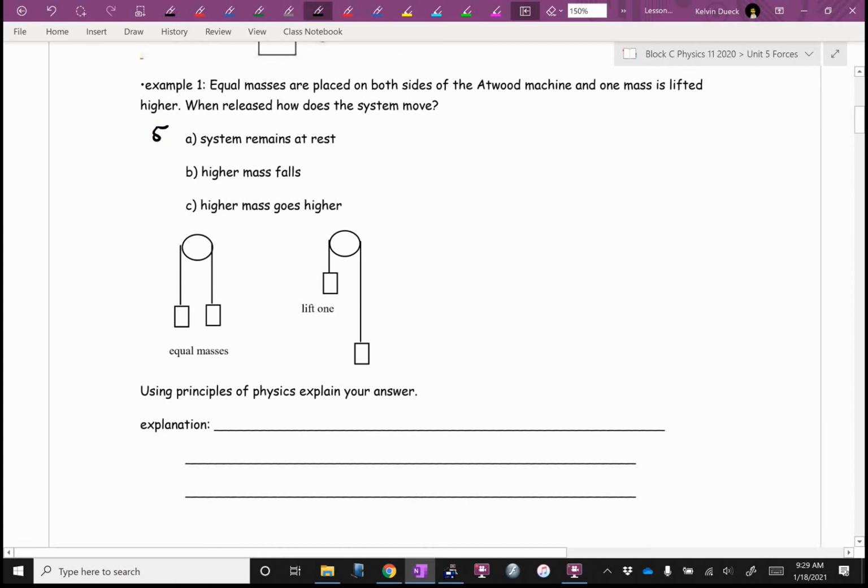Who says, nah, the higher mass is going to fall down? Gravity. B. Gravity. Who says, no, when you let it go, the higher mass is going to go higher? Oh, he is voting there. I thought for a second there he was wimping out.